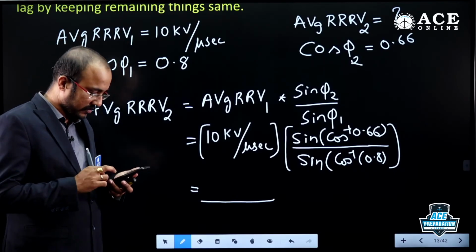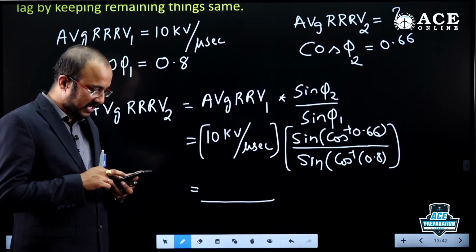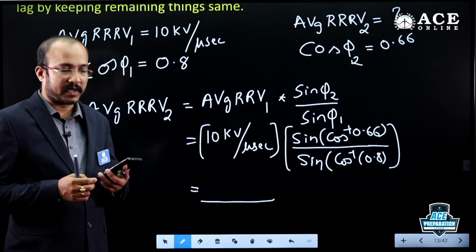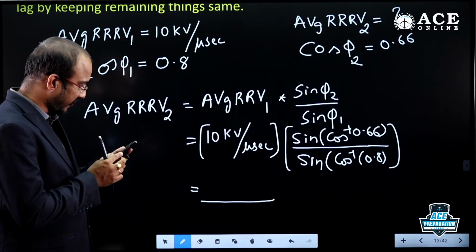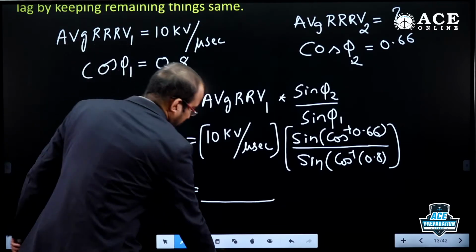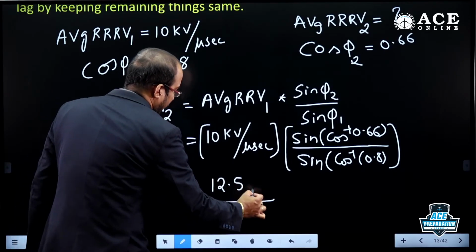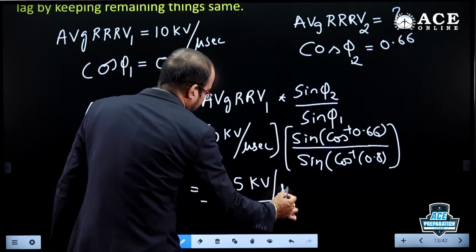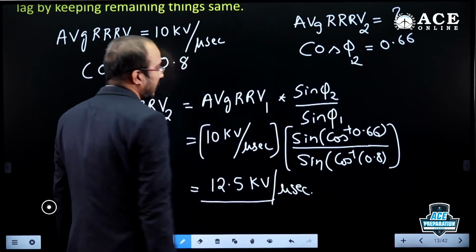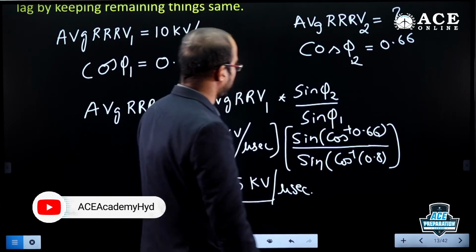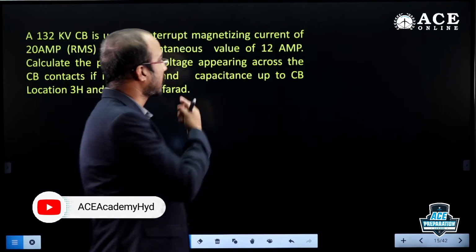What is the average RRRV? I think you will get it as 12.5 kilovolt per microsecond. Okay, 12.5 kilovolt per microsecond. We will move to the next question.